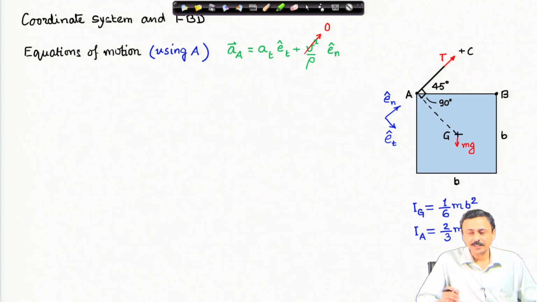At the very beginning there is no velocity, it has not started to move, the wire has just broken and we are analyzing the problem. So it has not gained velocity, therefore velocity is 0, therefore the acceleration of point A at time t equals 0 plus is just a_t e_t cap.